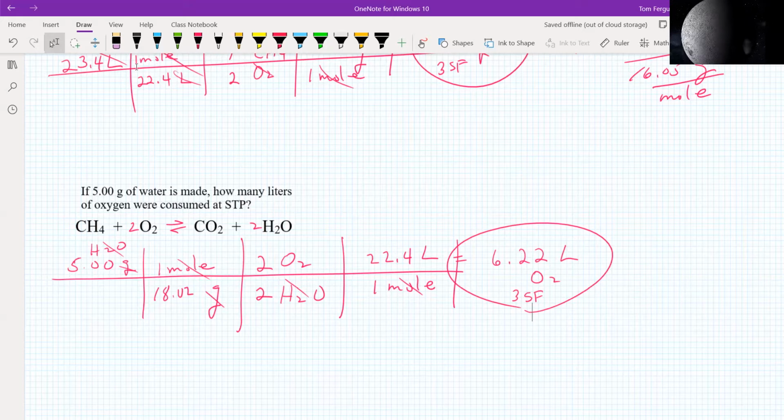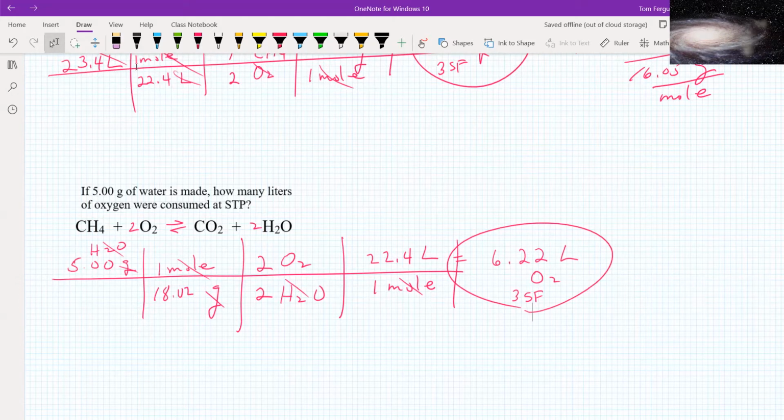Okay. All right. So those are typical basic stoichiometry. This is when there's one given. I want to go over in a minute, what if you have two givens? Things get complicated fast.